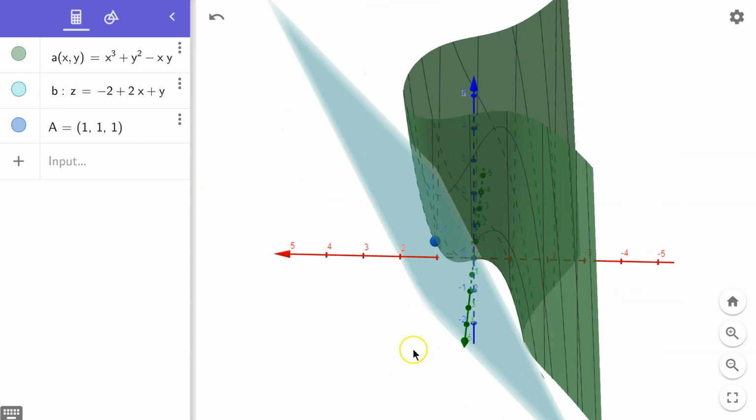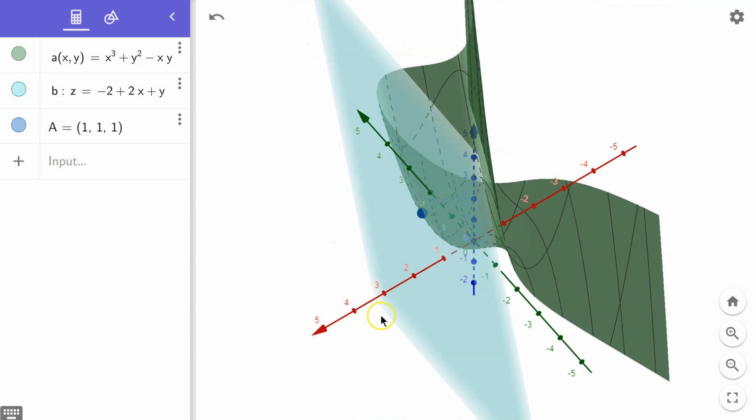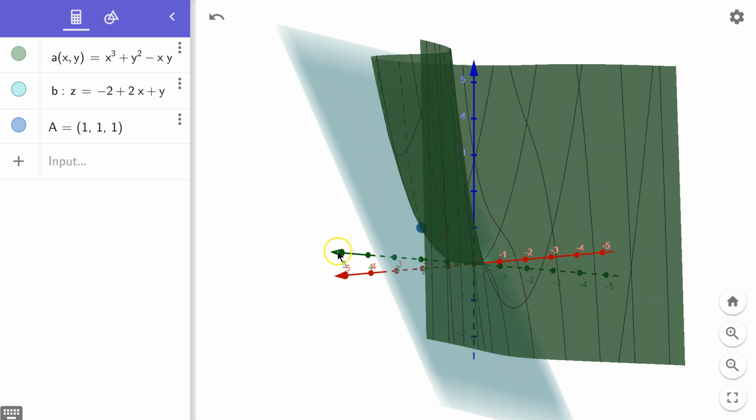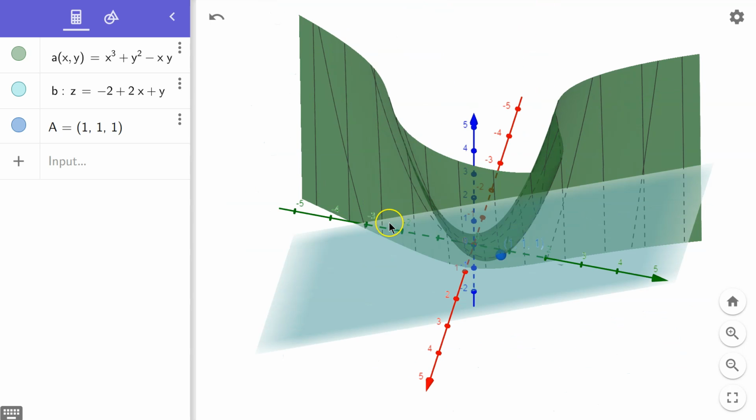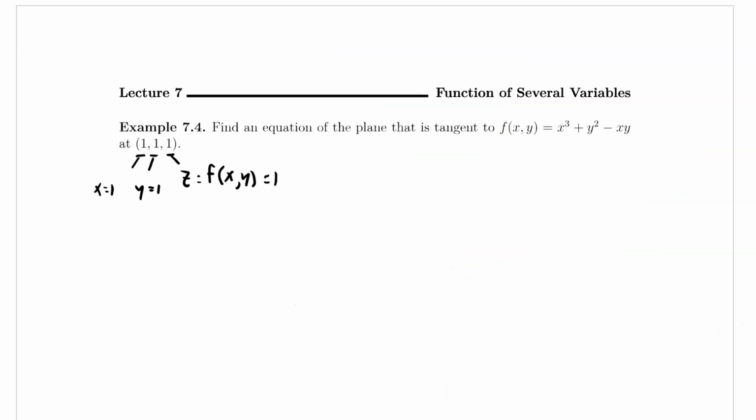You can kind of notice how the blue plane indeed is tangent to the graph at exactly the blue point. So let me try to find the right angle. So maybe about here. So you can kind of see that indeed this guy is tangent to the green curve. And we actually see that the equation for my blue plane is negative 2 plus 2x plus y. So how could we find the equation for this thing? So let me go back to the problem here.